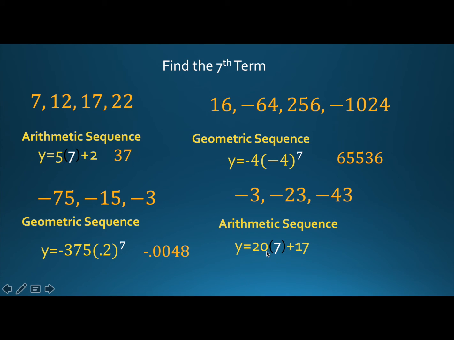Each time we are adding 20. Our 0 term is 17. Plug in 7, you should get 157.